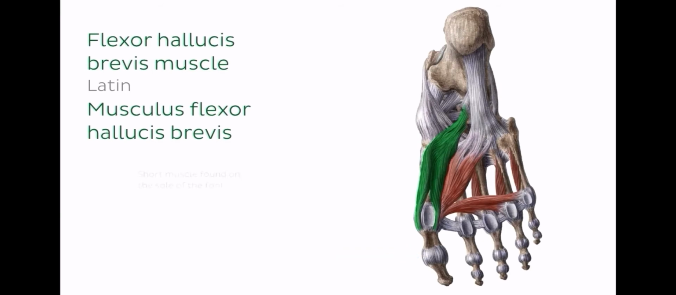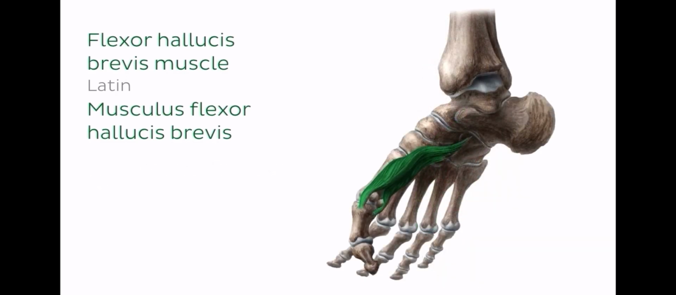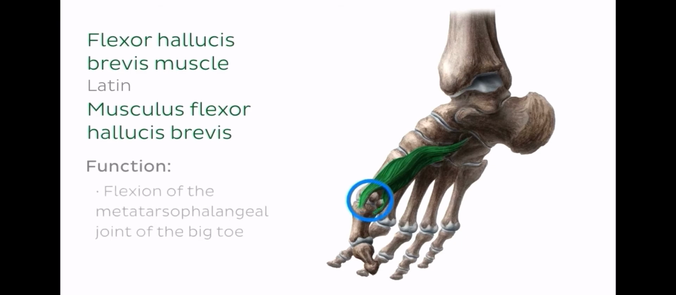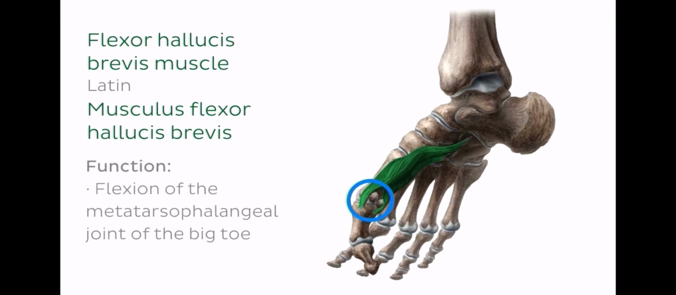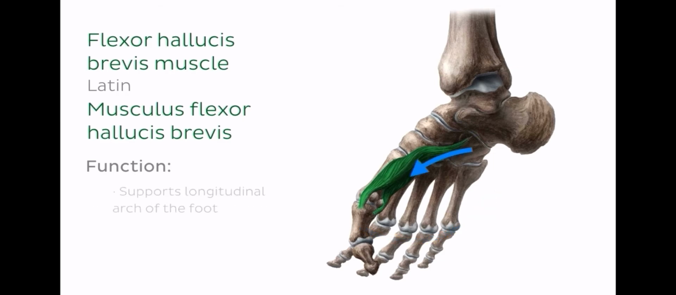And this muscle is a short muscle found on the sole of the foot. Let's of course bring this muscle into a posteromedial view of the right foot. And in this image we can see that the flexor hallucis brevis muscle helps with the flexion of the metatarsophalangeal joint of the big toe, the metatarsophalangeal joint being circled in blue. The flexor hallucis brevis muscle also supports the longitudinal arch of the foot.